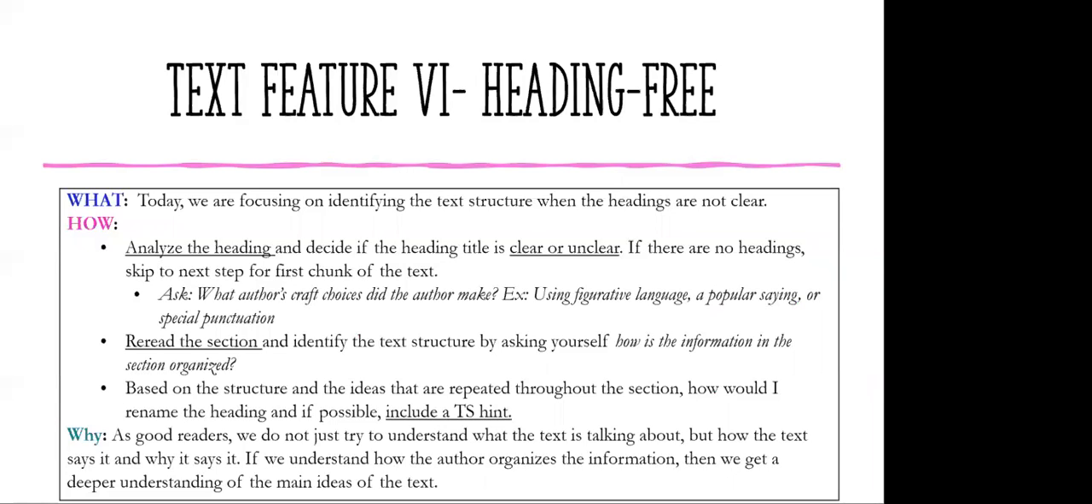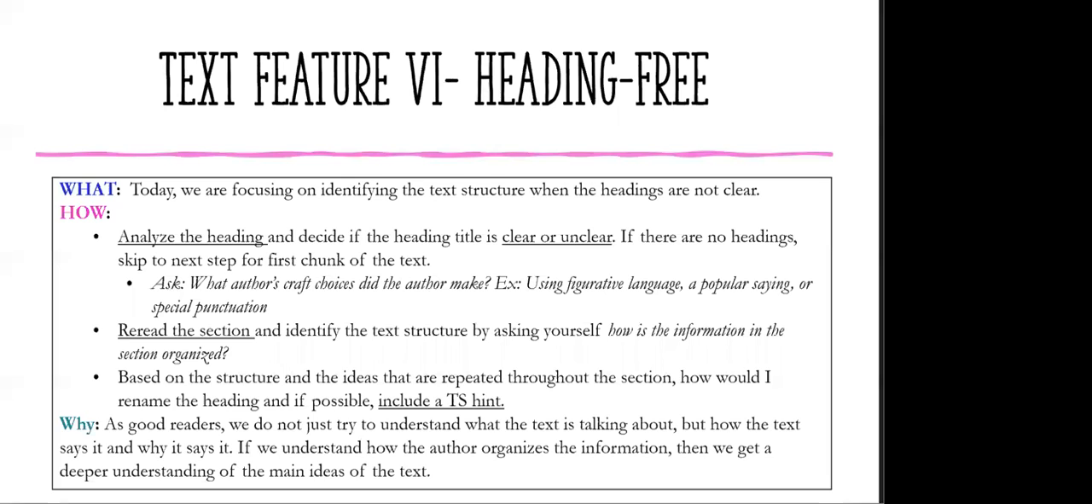Today, we are going to focus on identifying the text structure when the headings are not clear. By analyzing the heading and deciding if the title is clear or unclear, if there are no headings, we have to skip to the next step or first chunk of the text, and ask ourselves, what author's craft choices did the author make? Did they use figurative language, a popular saying, or special punctuation?